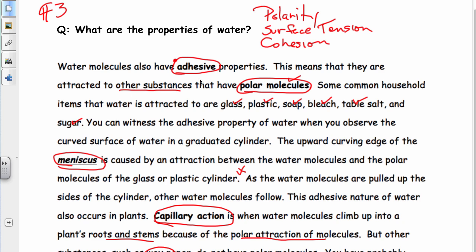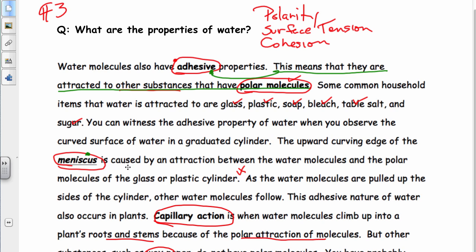Okay, with your green marker, let's get our descriptions. Water molecules also have adhesive properties. What is this adhesive property? Well, it's noted right here. This means that they are attracted to other substances that also have polar molecules. This is going to wind up being a double underline because it's also a main idea. And then we noted some different types of items that we would have in our homes that would also be polar. Many substances are polar.